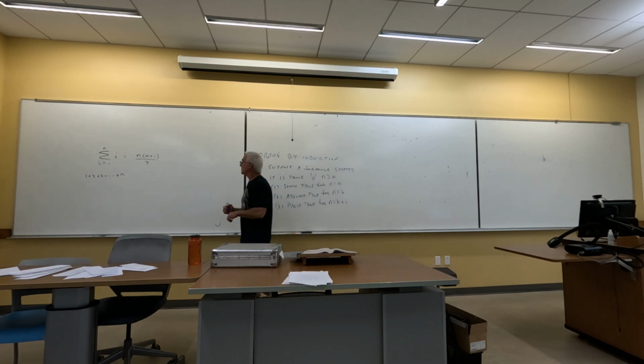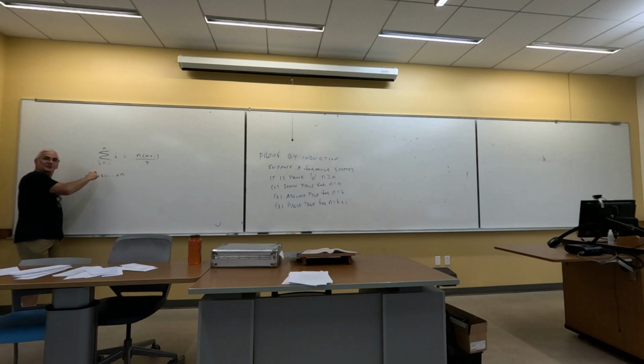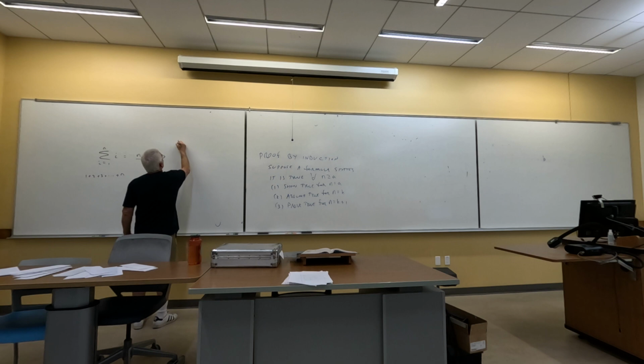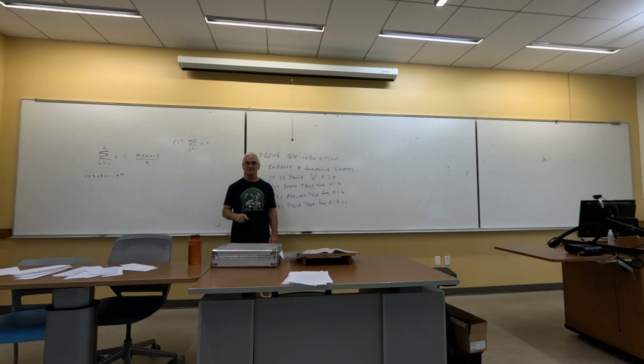It's step 2. So this formula starts at 1. So the first case I'm going to show is 1. And how do I do that? The sum from i equals 1 to 1 of i is what? It's only one number. It's just 1, isn't it? Do you all agree that's just 1?